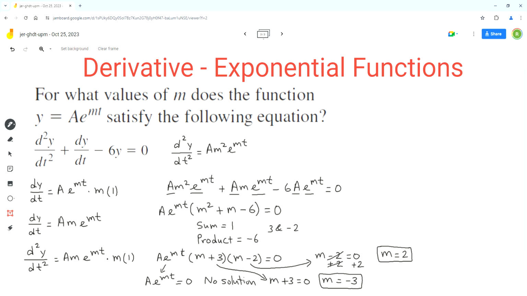So these are the two values of m that satisfy this given equation for the function y equals a times e to the power mt. So these are the steps you have to keep in mind to solve a problem like this one.